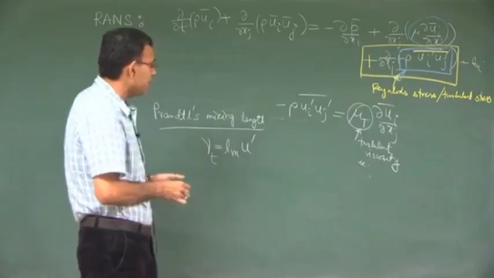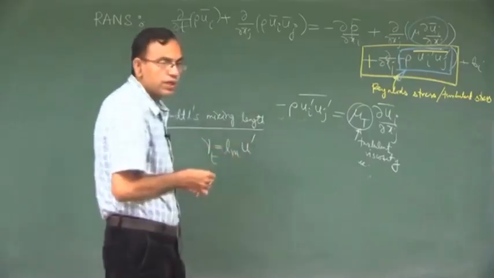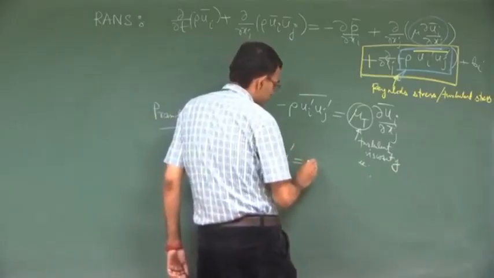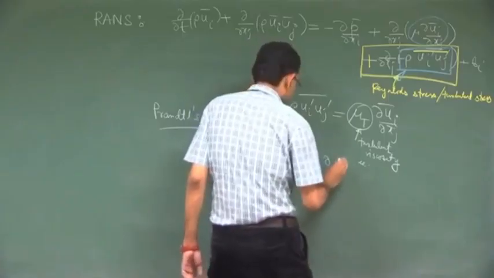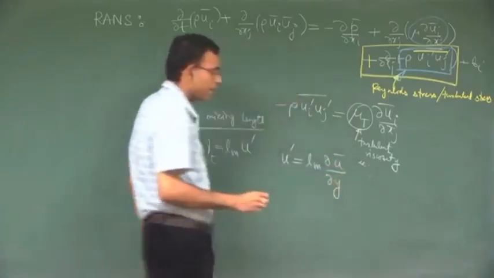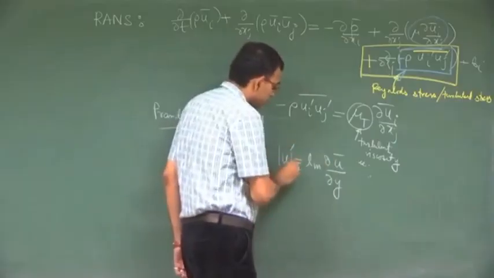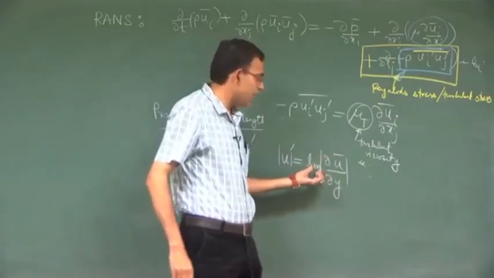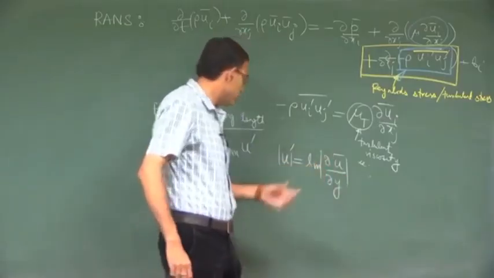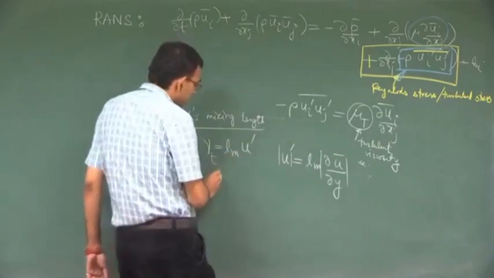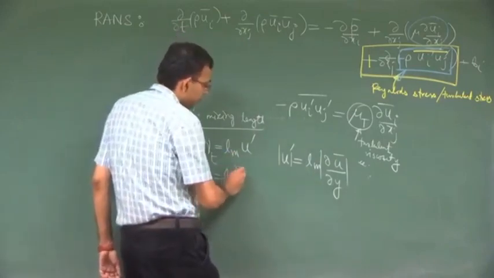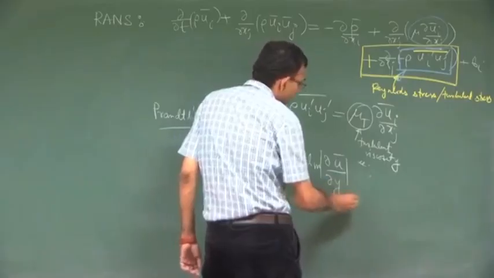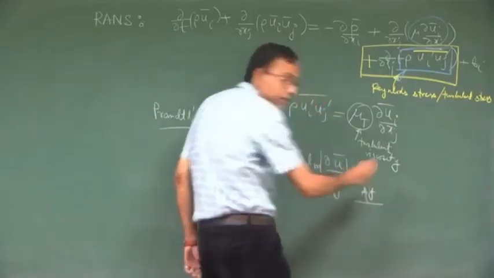So you can, for example, have a different way of looking into it. For example, you could have u prime. So, this is the gradient of the average times the mixing length. So, if you do that, then this will be, so this y is basically the direction in which the mixing takes place.